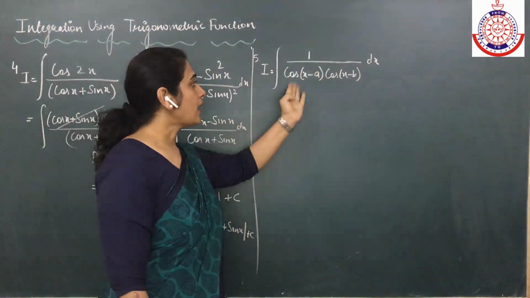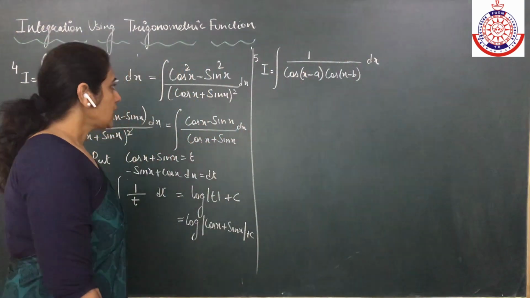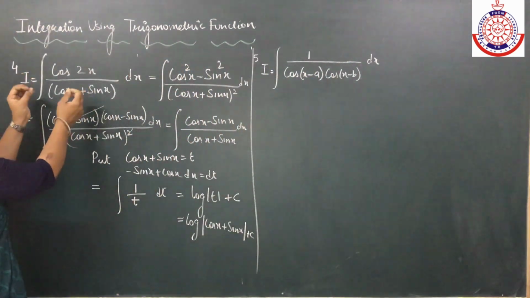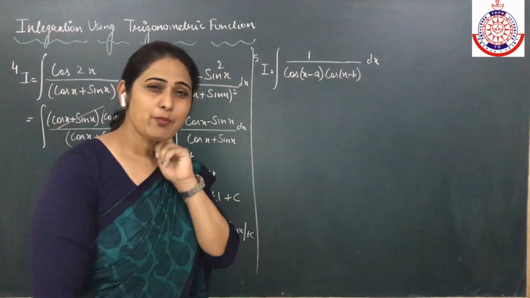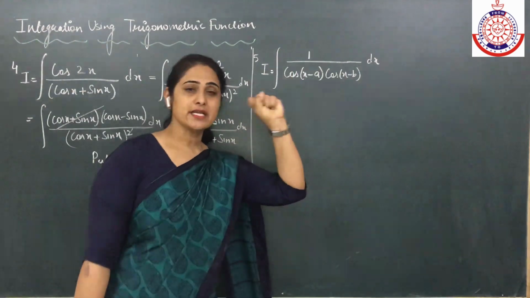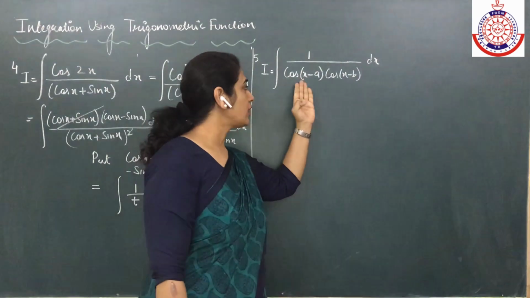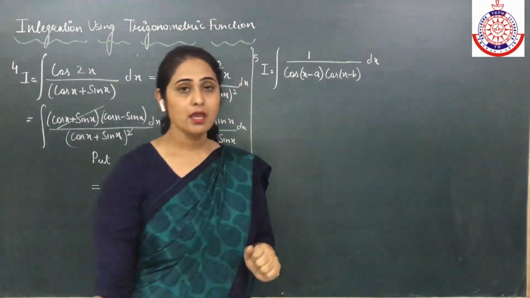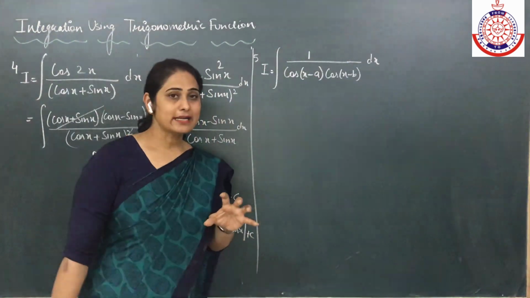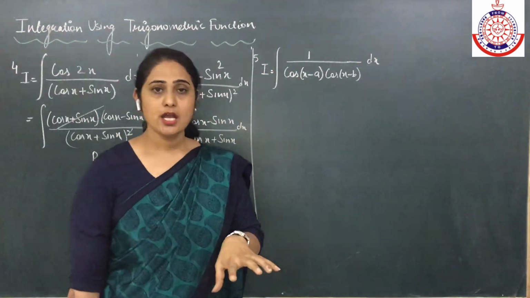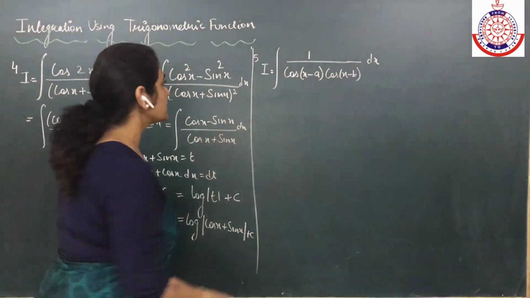I have 1 upon (x minus a) into (x minus b). See, here it was possible. I had cos 2x, I opened the formula, one factor got cancelled, and we came to the conclusion. Now the problem is, there is nothing in the numerator. Both the terms are in the denominator. If I try to open this formula, the denominator will keep increasing. That's my problem. So my target is to bring something in the numerator so that this denominator can be settled down. So a few things you have to remember.